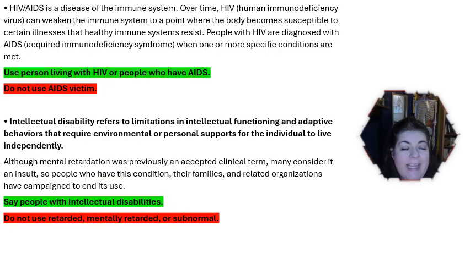HIV and AIDS is a disease of the immune system. We talk about this more in the immune class. Over time, HIV, human immunodeficiency virus, can weaken the immune system to a point where the body becomes susceptible to certain illnesses that healthy immune systems resist. People with HIV are diagnosed with AIDS, acquired immunodeficiency syndrome, when one or more specific conditions are met.